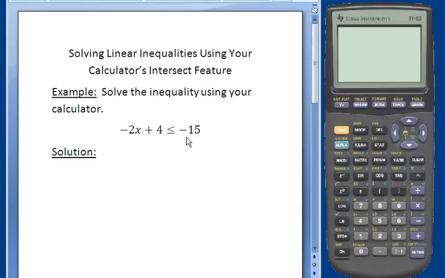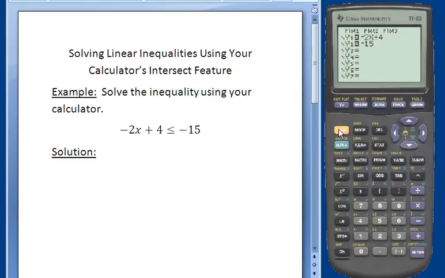And I could do this even if I had something more complicated. I could have something like this on the left, and on the right have maybe 5x minus 11, and that would work also. So intersect is good when you don't have 0 on either side. So let's turn on our calculator, and we'll go to y equals, and what we're going to do is y1 is the left side and y2 is the right side. So y1 is negative 2x plus 4, and y2 is negative 15.